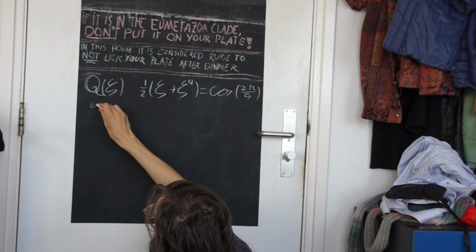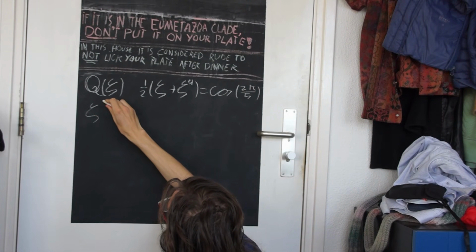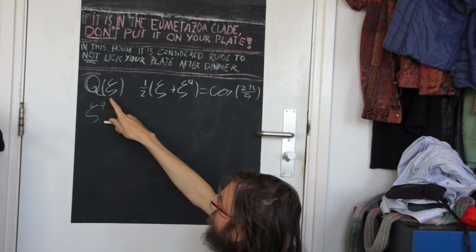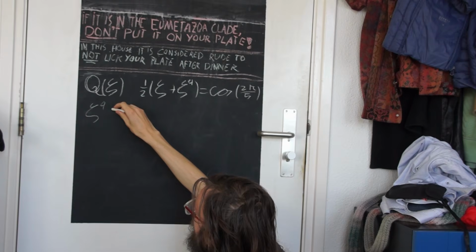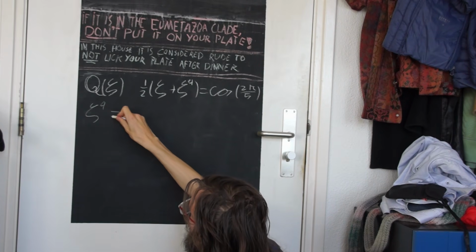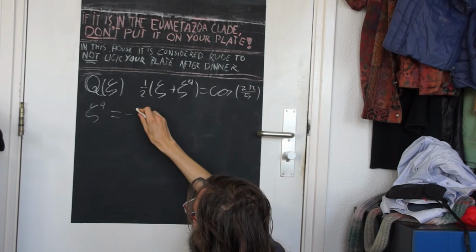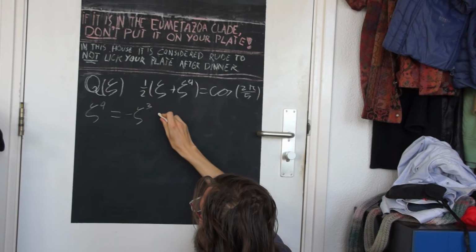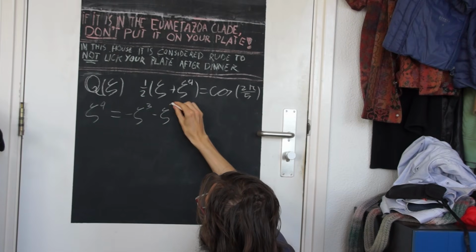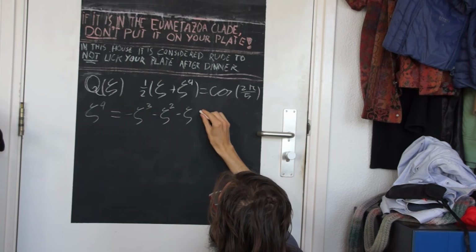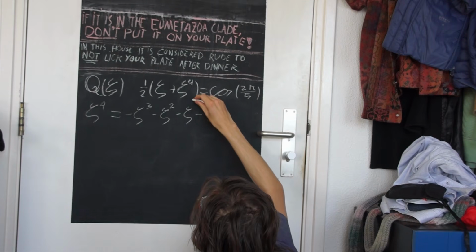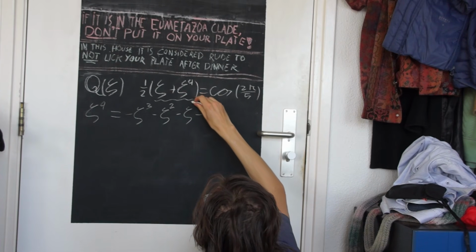that if we take our polynomial that originally constructed our field extension, then we know that since this is a solution of the polynomial, zeta to the fourth is going to be equal to minus zeta to the third minus zeta squared minus zeta minus 1. Let's call this thing in here alpha.